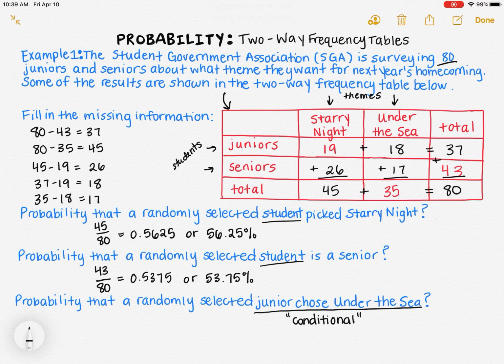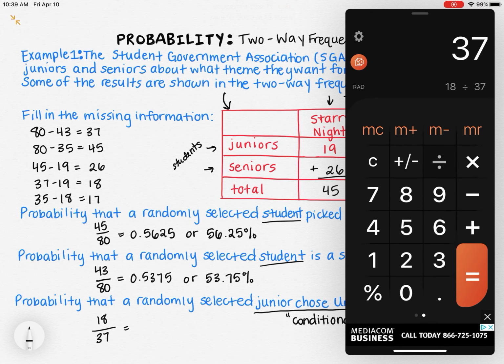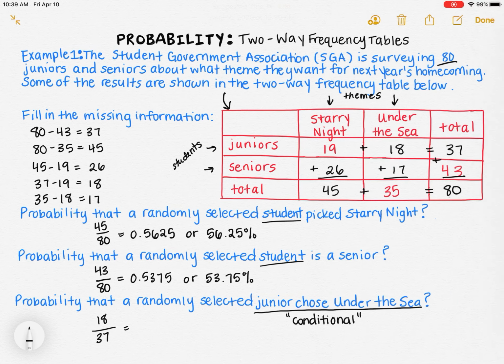So for this one, I'm looking out of all of the juniors, how many chose under the C. So first I'm going to look how many juniors do I have total, and that would be 37. So in this case, my total is 37 because I'm just looking at juniors. And then the number that chose under the C was 18. So that's how I can find my probability for that. So 18 divided by 37 is, I will round it, 0.4865, or 48.65%.